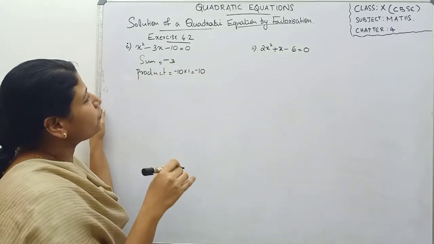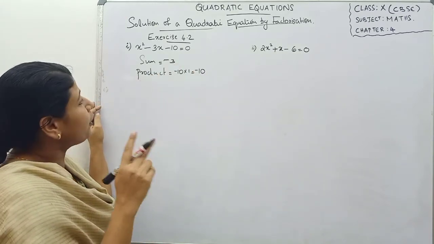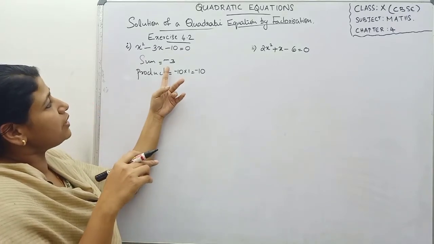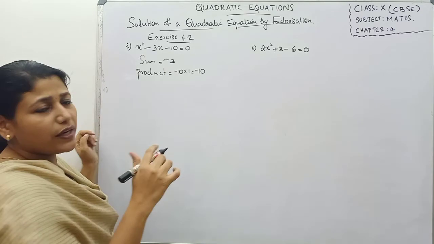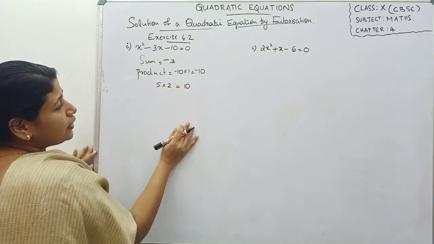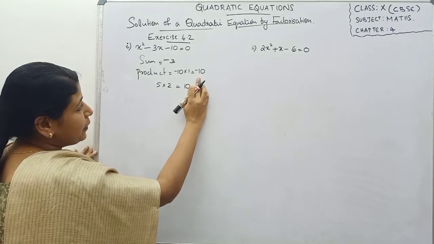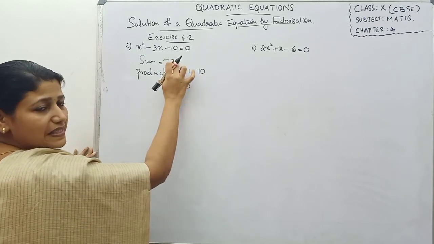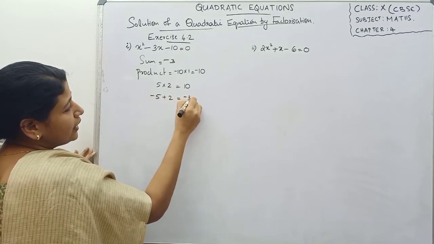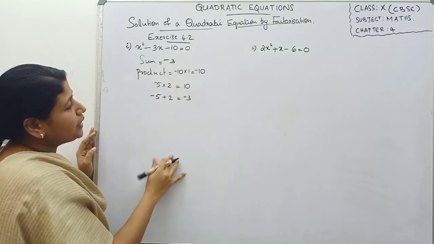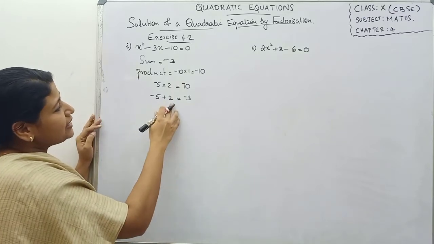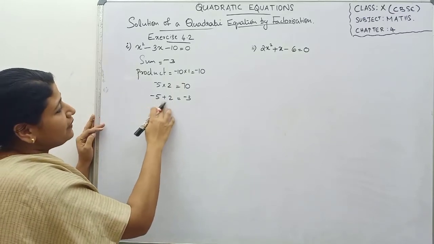Now we have to find out two numbers. The product of those two numbers must give you negative 10 and the sum must give you negative 3. So we know that 5 into 2 is 10, isn't it? So we need negative 10 as the product and negative 3 as the sum. So negative 5 plus 2 is negative 3 and negative 5 into 2 is negative 10. So what are the numbers? Negative 5 and 2.